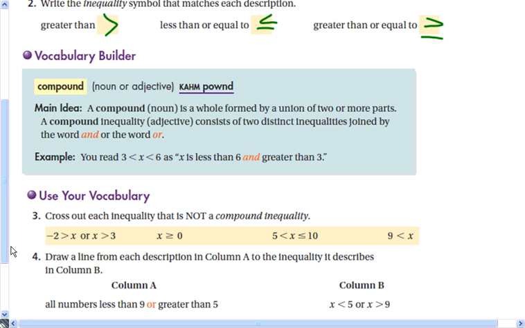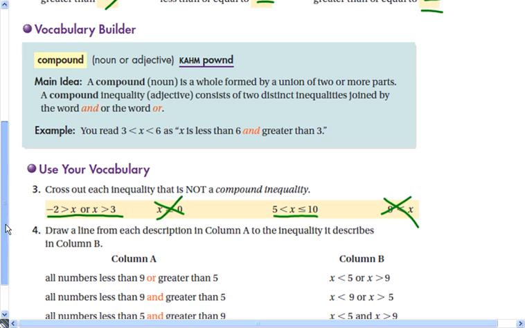So we're going to cross out the inequality that is not a compound inequality. That one is a single inequality, so it's that one. The other two are compound inequalities. In this inequality, we would read that as x is greater than 5 and x is less than or equal to 10. Or we could say just x is greater than 5 and less than or equal to 10. This inequality, we'd say x is less than -2 or x is greater than 3.